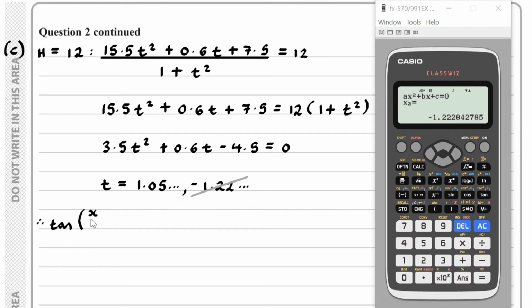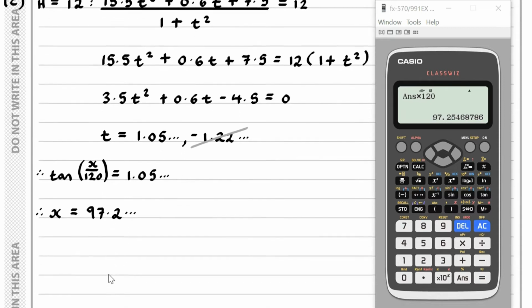the tangent of x over 120 equaling 1.05, etc. So if we take this value of 1.05, etc., and then take the inverse tangent of it, and then multiply this by 120, we get x equals 97.2, etc.